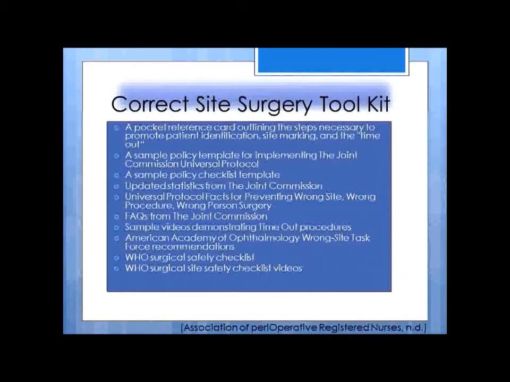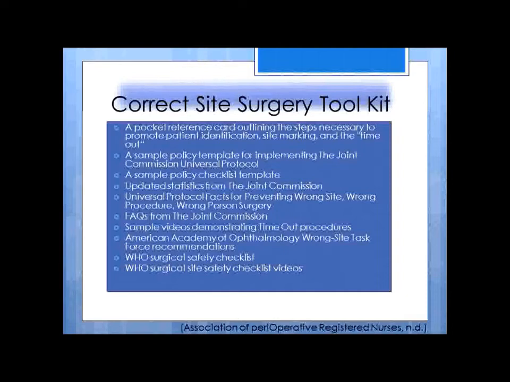So as you can see here, this is the correct site surgery kit and what it includes. There's a pocket reference card which outlines the steps that are necessary to promote patient identification, site marking, and the timeout part. A sample policy template for implementing the Joint Commission Universal Protocol.